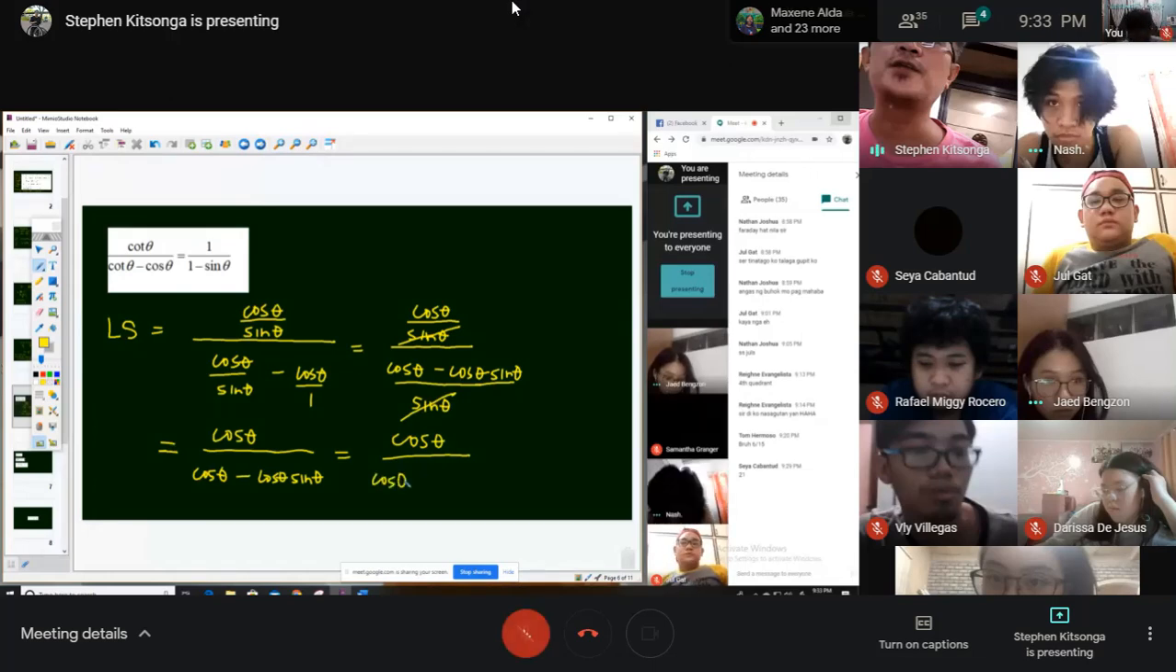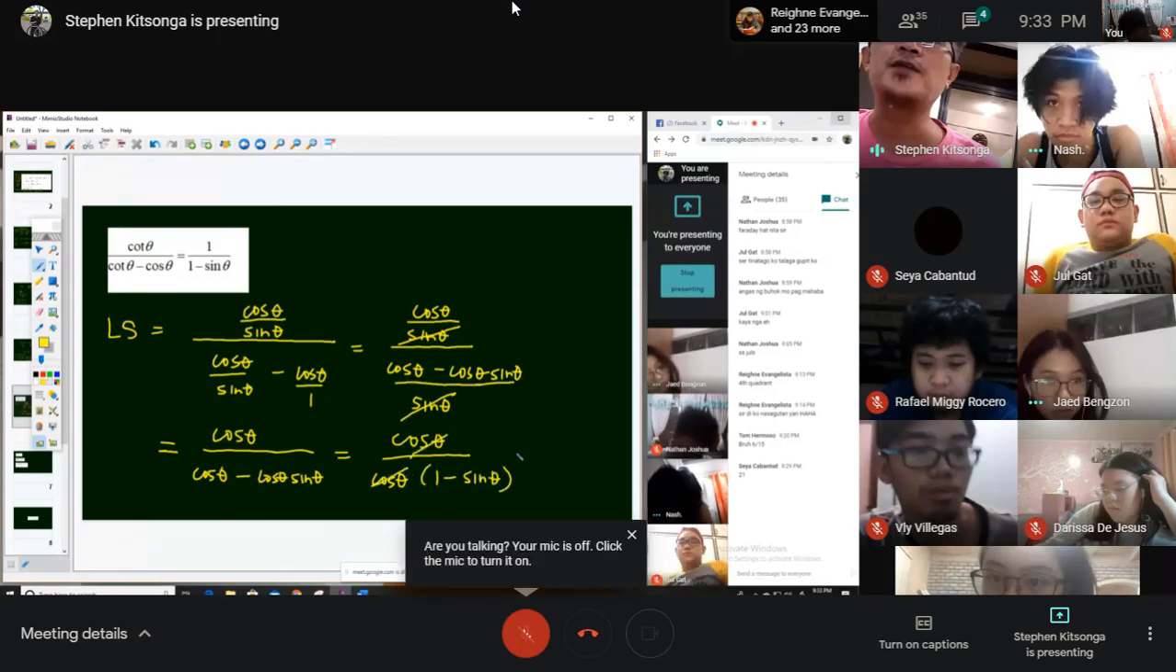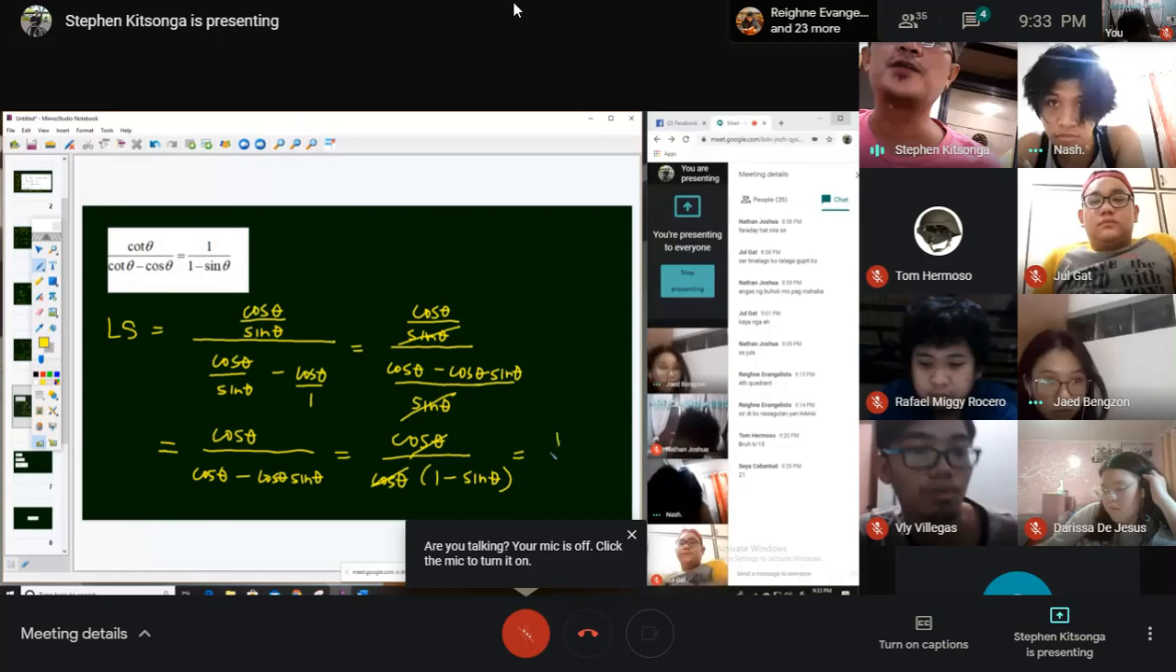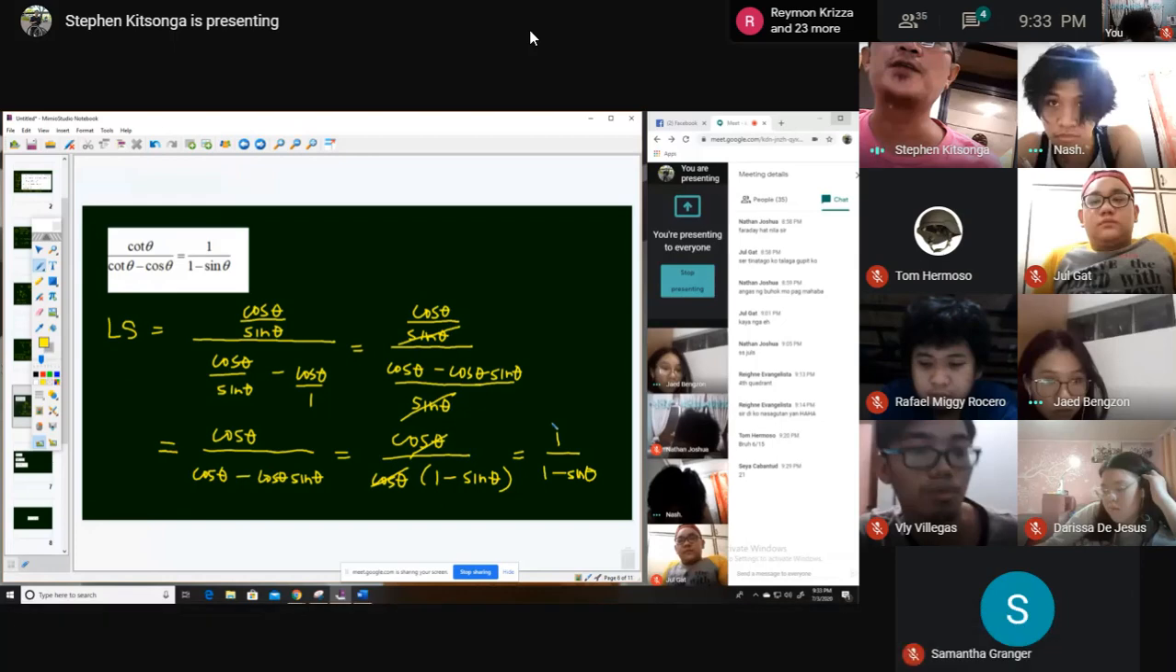So if you do that, now becomes 1 minus sine, and it will cancel. So you will get 1 over 1 minus sine, which is the right side. So the proof is complete. When you show that one side is equal to the other side, okay? So those are the basic rules in our proving identities.